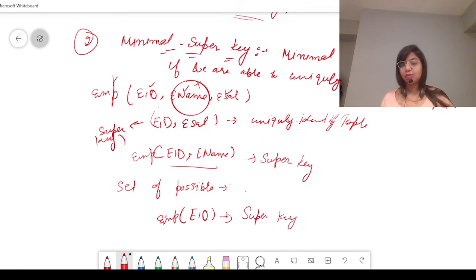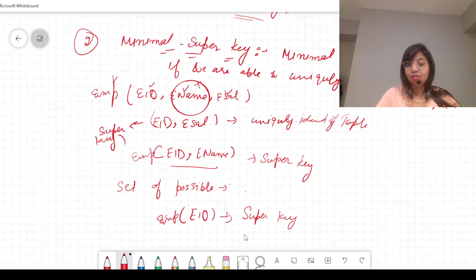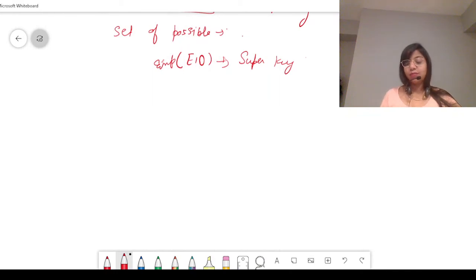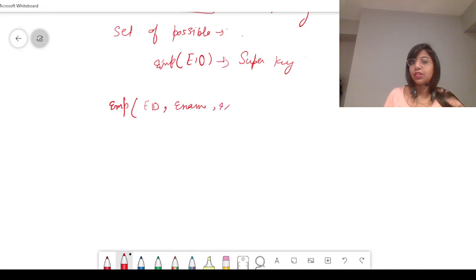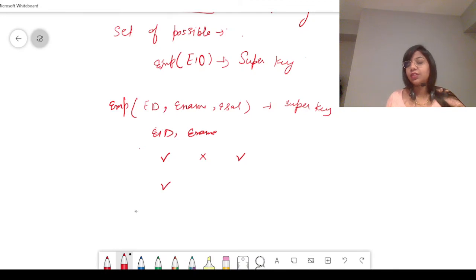So how many super keys are possible with this one table with the three attributes? One is with every attribute, EID, ename, and eSalary, all three attributes. This is a super key. Then EID and ename, EID with eSalary, and single EID. So these are all the super keys, three or four super keys are available.